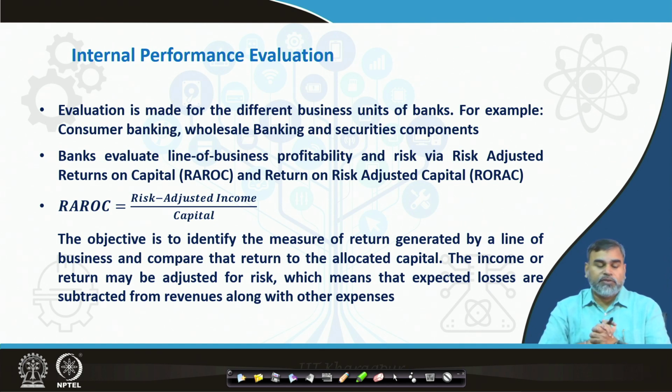The objective is to identify the measure of return generated by a line of business and compare the return to the allotted capital, because to generate the return we have allotted capital. How much capital the commercial bank has allotted, and using that capital how much return has been generated, and again that return has to be adjusted with respect to the risk.